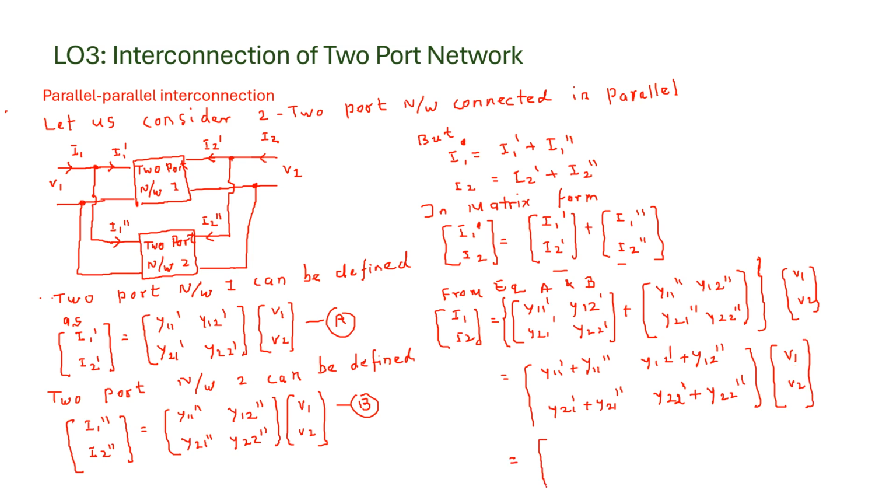So we can write this matrix as Y11, Y12, Y21, Y22. This is V1, V2, and the input current vector is I1 and I2. So this is the Y parameter model for the complete network where two networks are connected in parallel.